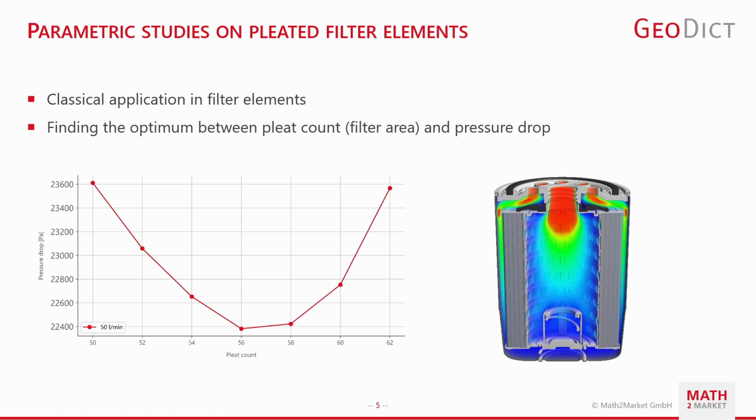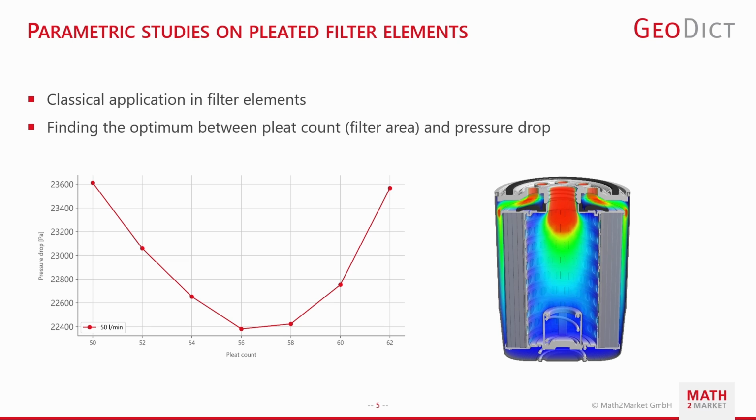A classical application for this framework is the optimization of pleat counts in a filter element. By running simulations with different pleat counts, it is possible to find the optimum between the pleat count, which is representative of the filter area, and pressure drop. In the plot here, on the x-axis we show the pleat count of a cylindrical filter element in the geometry, and on the y-axis the resulting initial pressure drop. The simulations have been performed with a volumetric flow rate of 50 liters per minute and using oil as fluid.